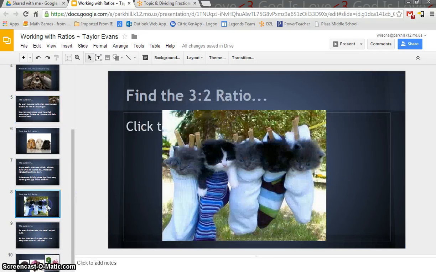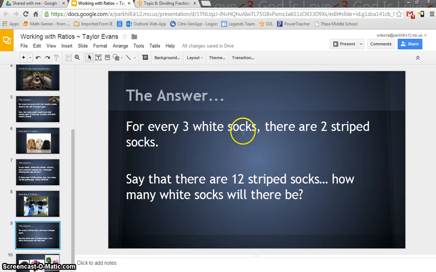Another really cool one that I thought was just absolutely adorable here is find the 3 to 2 ratio. Stare at those gorgeous little kitties hanging on the clothesline with clothespins through the socks. Keyword, socks. Tell your neighbor, what's the 3 to 2 ratio? All right, hopefully you got it. 3 of the cats are in white socks, where 2 are in colored socks. And again, she gives away the answer on the next slide. For every 3 white socks, there are 2 striped socks. And then she gives another question here that says, say that there are 12 striped socks, how many white socks will there be? So these are just some great slides I wanted to point out.